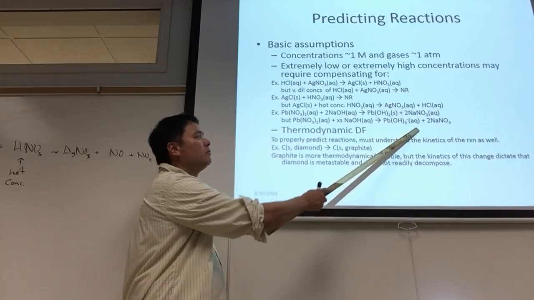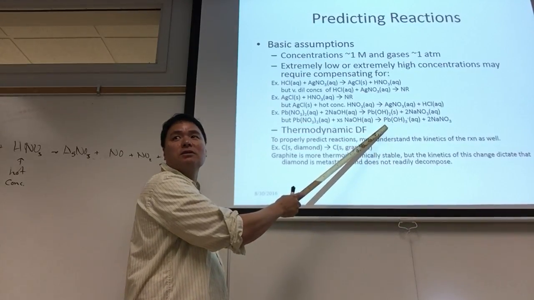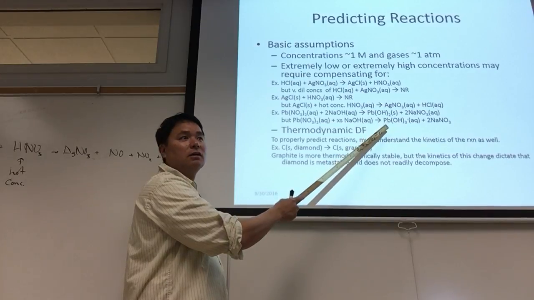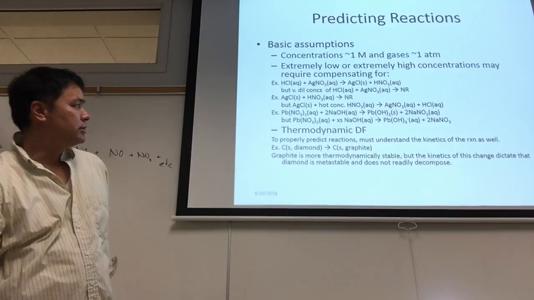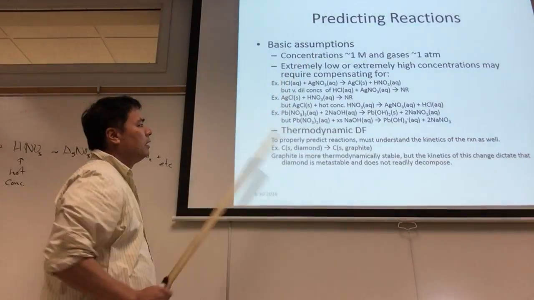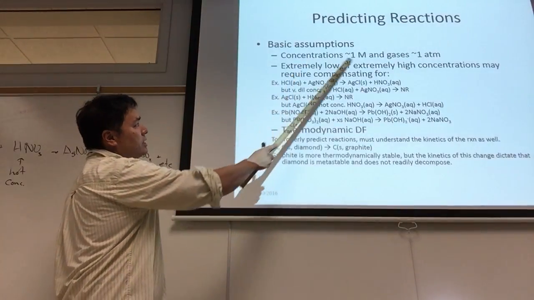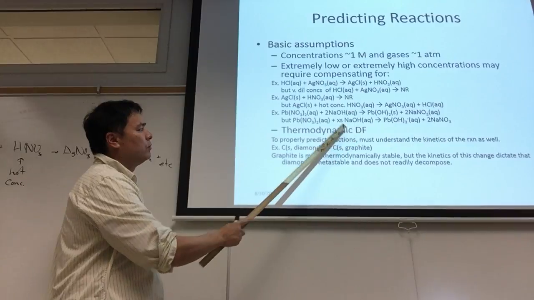And this is an example of what we call a complex ion. We have too many hydroxides stuck on there, but they get stuck. This is actually what we're going to talk about in the next section. And so the basic assumptions are this. We're working under standard thermodynamic conditions, and we're only looking at the thermodynamic driving force.